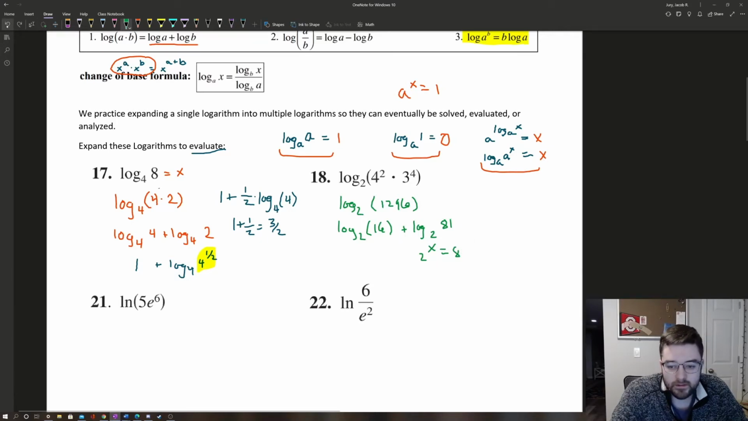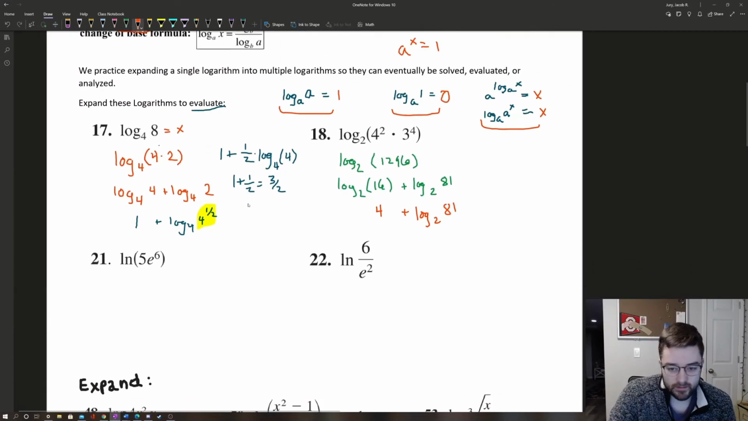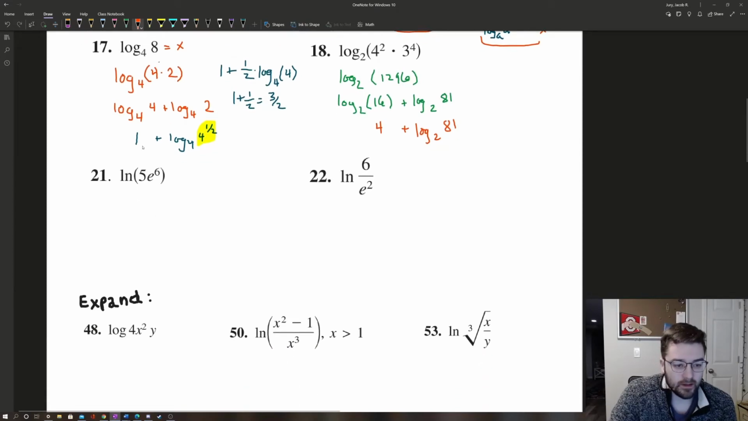So if we're leaving this in logarithmic form just to evaluate, then log base 2 of 81 is as exact as we can get it. We would just have to use a calculator to figure out what that is. But over here, we know what power gives us a 16. So log base 2 of 16 is going to be 4. So we have 4 plus log base 2 of 81. So again, purely just practice, we're just using this to expand.